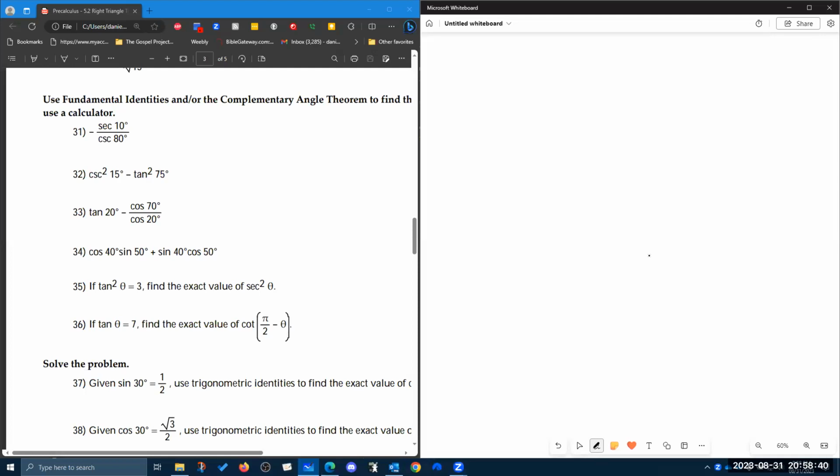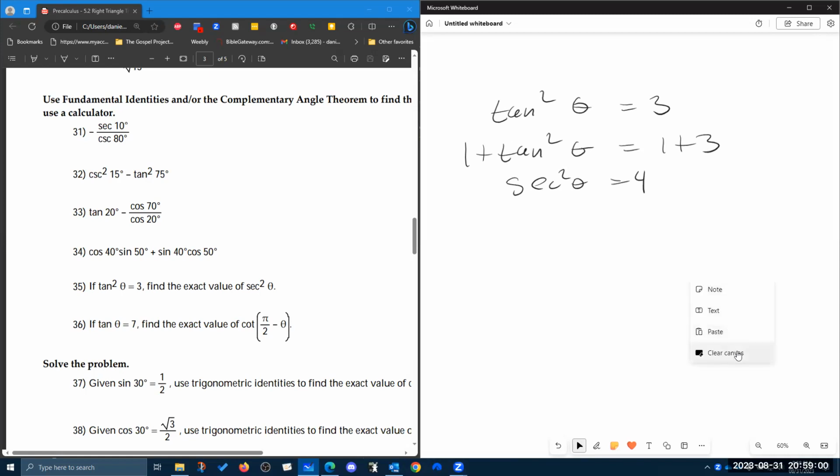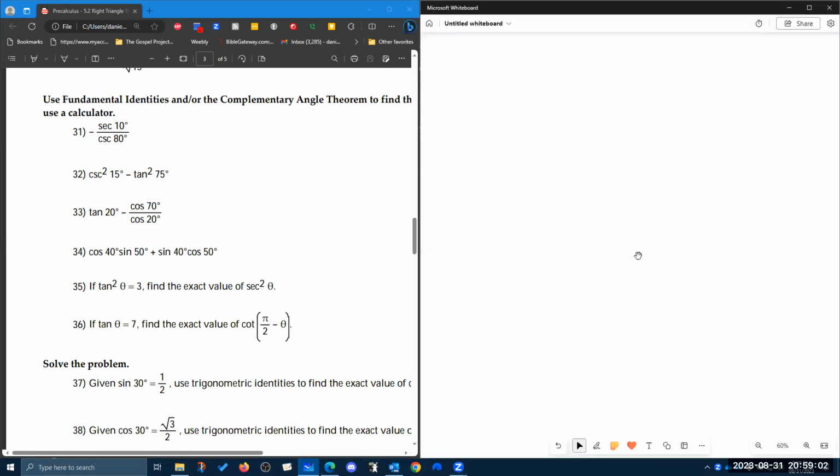Now, if tangent squared theta equals 3, find the exact value of secant squared theta. So 1 plus tangent squared theta equals 1 plus 3. Secant squared theta equals 4. I didn't actually need to use a complementary angle there. That was just a fundamental identity.